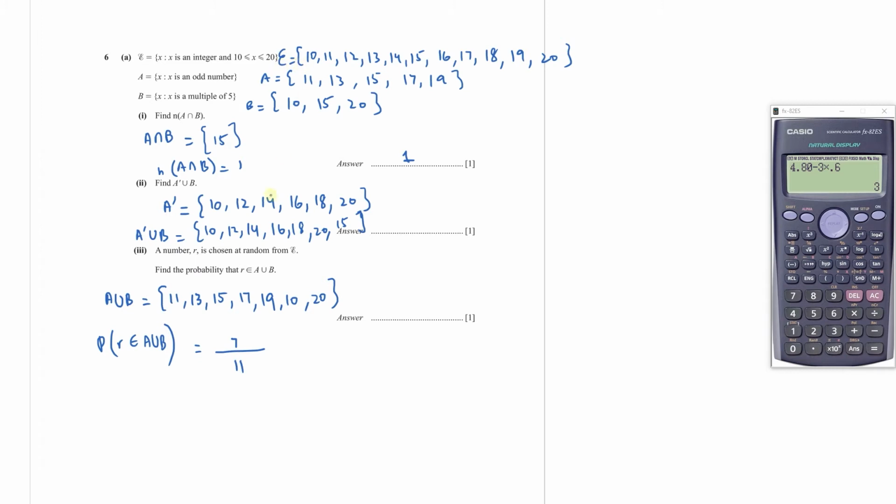So your universal set consists of 11 numbers, and out of those 11 numbers, 7 numbers are part of A union B. So if you choose a random number from this set, you have a probability of 7 over 11 of choosing a number that will be a part of this set A union B. So your probability here will be 7 over 11.